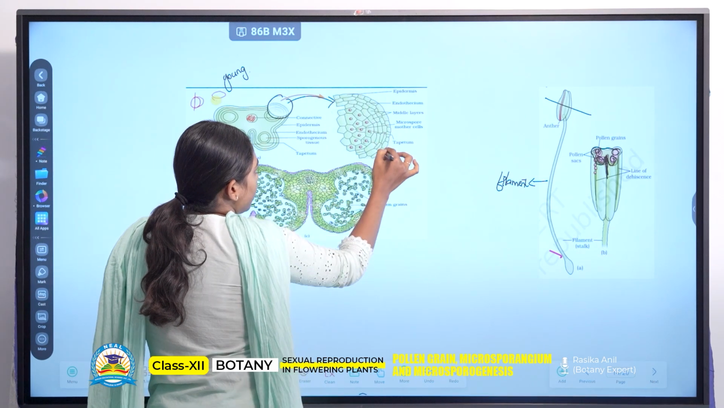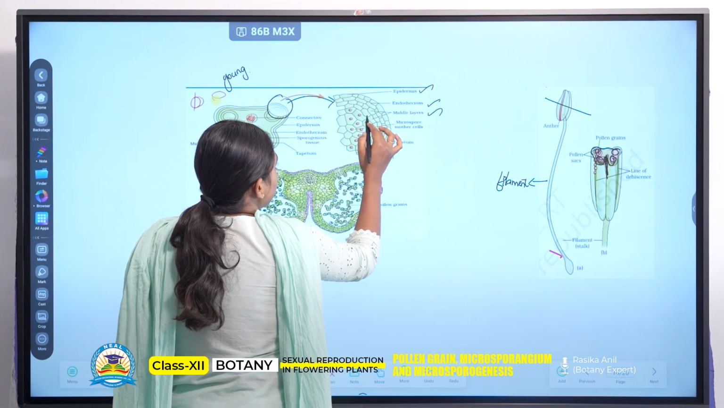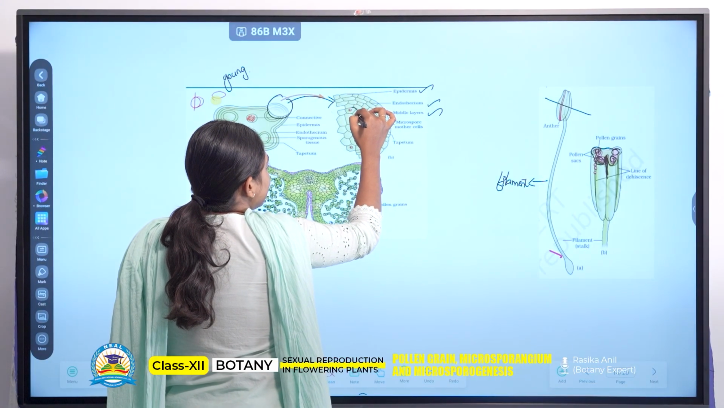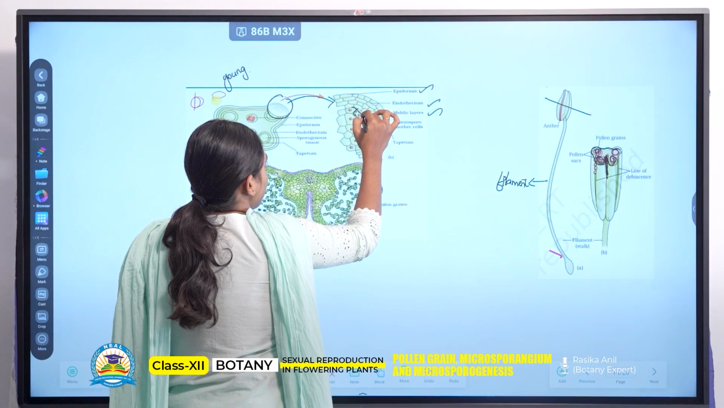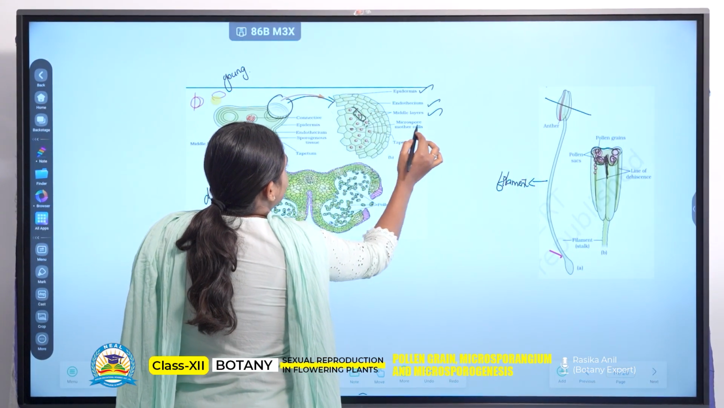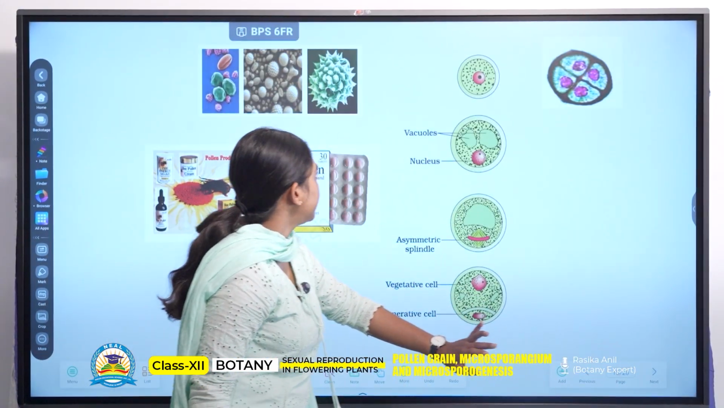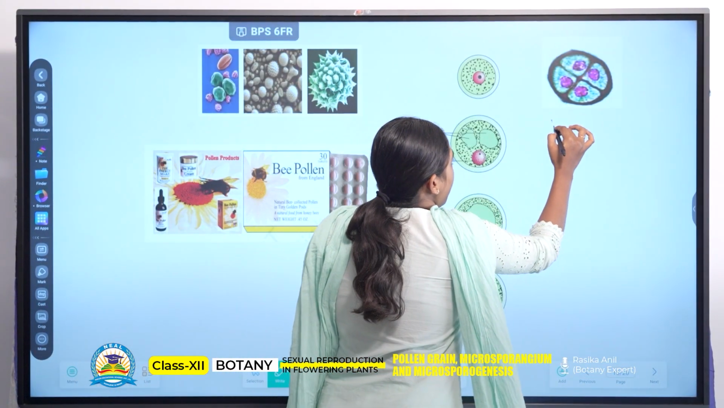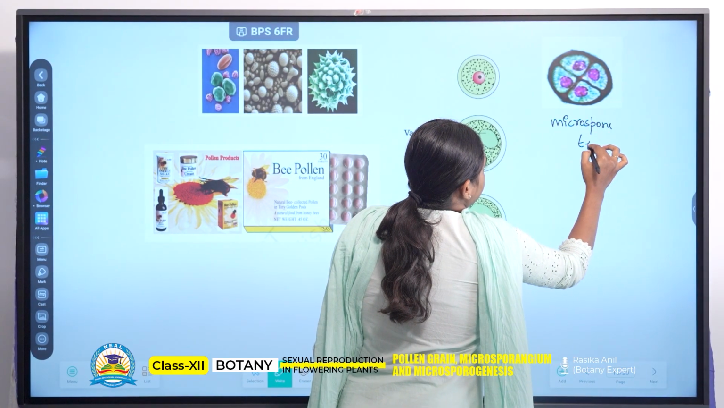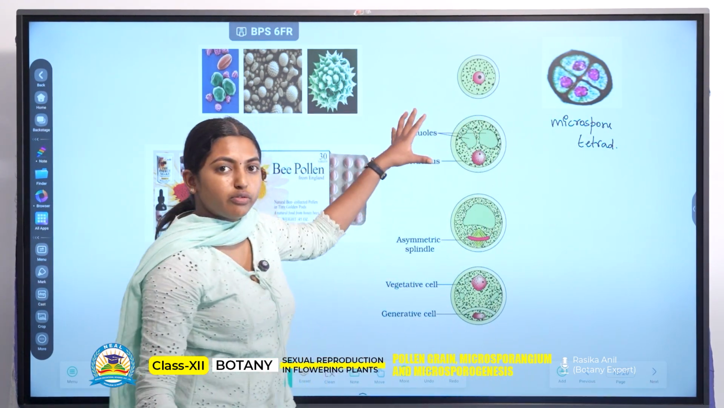So you will have the outermost layer epidermis, next to that endothecium, next to that middle layer. So middle layers is more than one layer. And then inside that, this one is called tapetum. And in tapetum you can find small dots, multinucleated condition, no. And inside that you will find the microspore mother cell, right? Then this is actually the picture of a microspore tetrad, right?